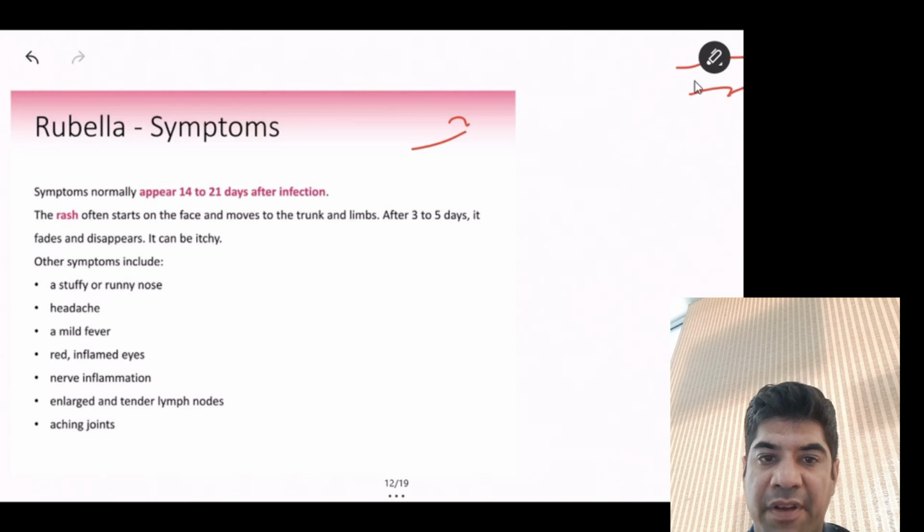In many cases of rubella, the symptoms generally start with a low-grade fever, a rash that appears on the face and spreads to the rest of the body, swollen lymph nodes behind the ear, and mild cold-like symptoms like a runny or stuffy nose could be seen.